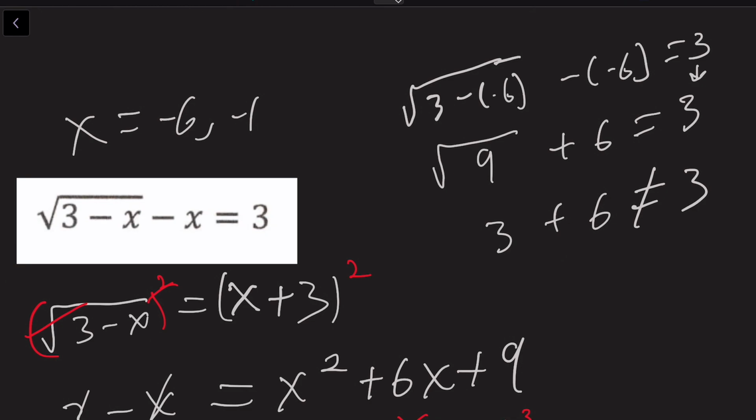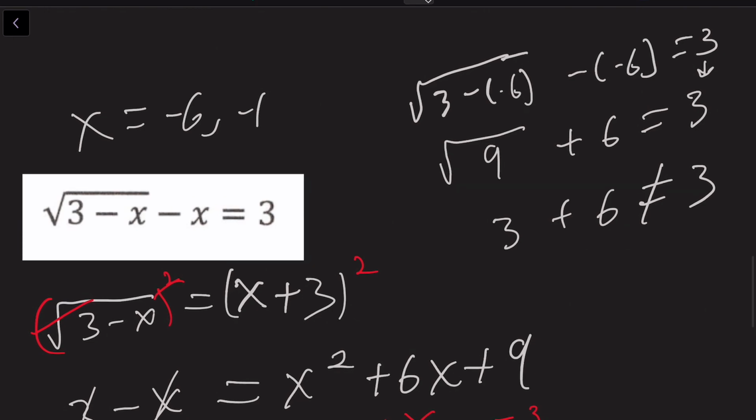So then we know that one of our answers is an extraneous solution, and it's not included in our final answer. So we're not going to include -6. Let's redo this with -1 now.